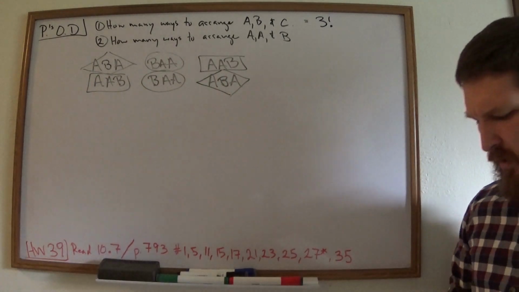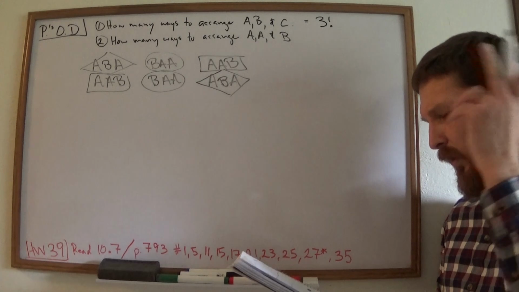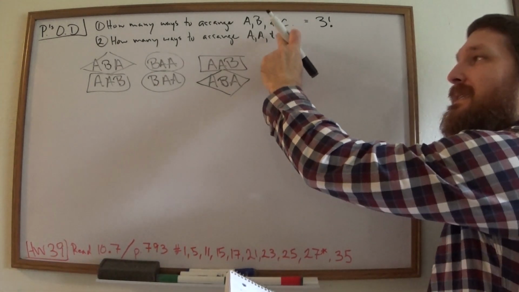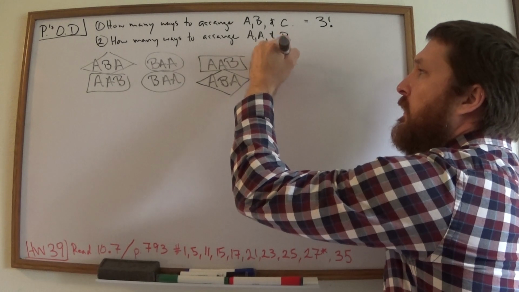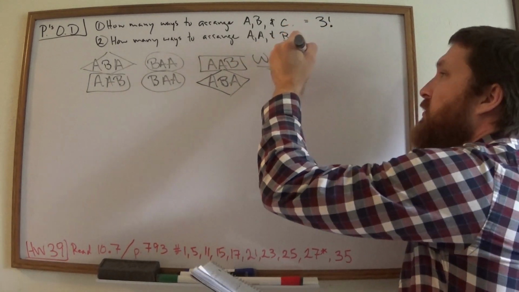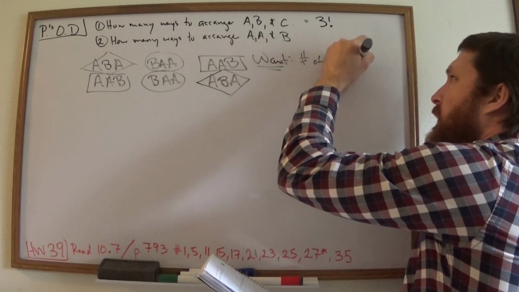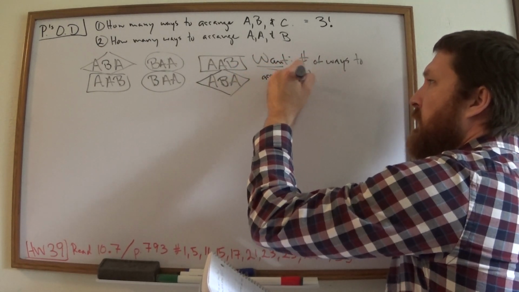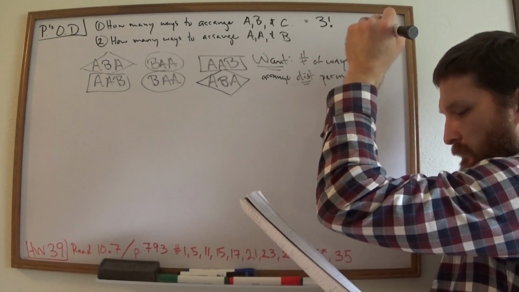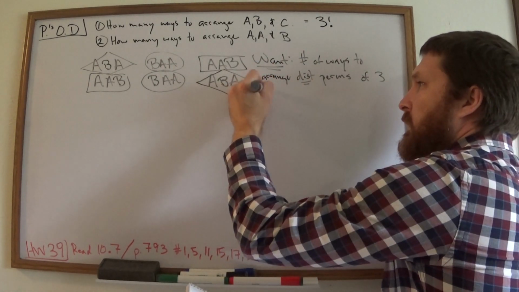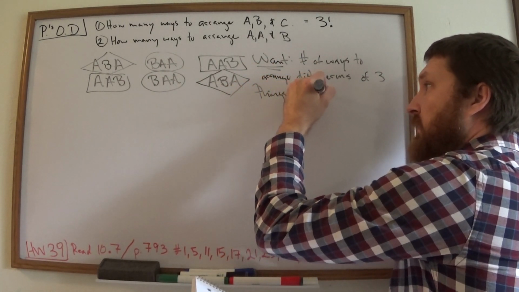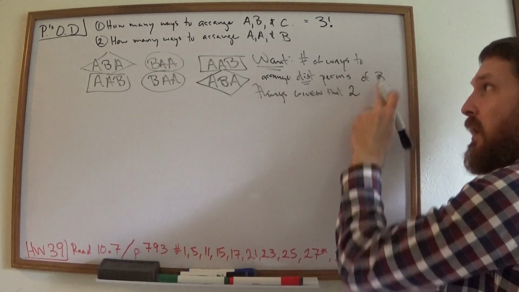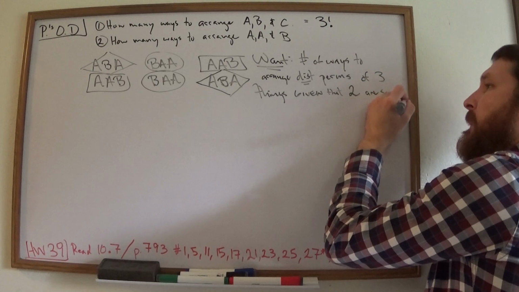Okay, we want a formula. We want the total number of ways to arrange distinguishable permutations. And what we're going to do is start with this specific example. So what we want is the number of ways to arrange distinguishable permutations of 3 things, given that 2 of these 3 are the same. This is our goal.